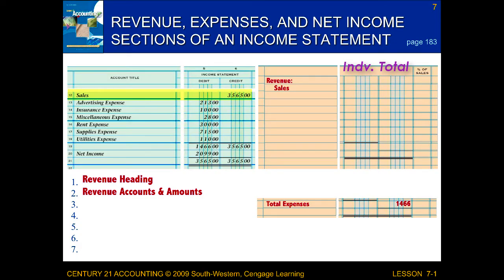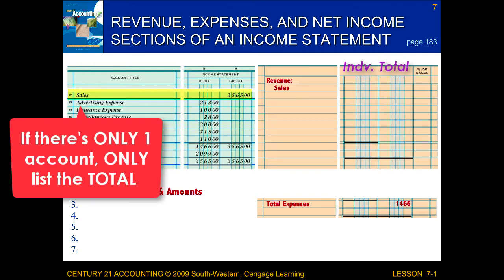Now, in this case, we only have one revenue account. So rather than write the individual amount and then rewrite the total amount in both columns, we're going to skip writing it in the individual amount column and just place it into the total amount column, since all of our revenue is the total amount of sales. So I'm going to take the total sales amount, which if I look on my worksheet is $3,565, and I'm going to copy that over to the total column here, $3,565. I'm done with my revenue types.